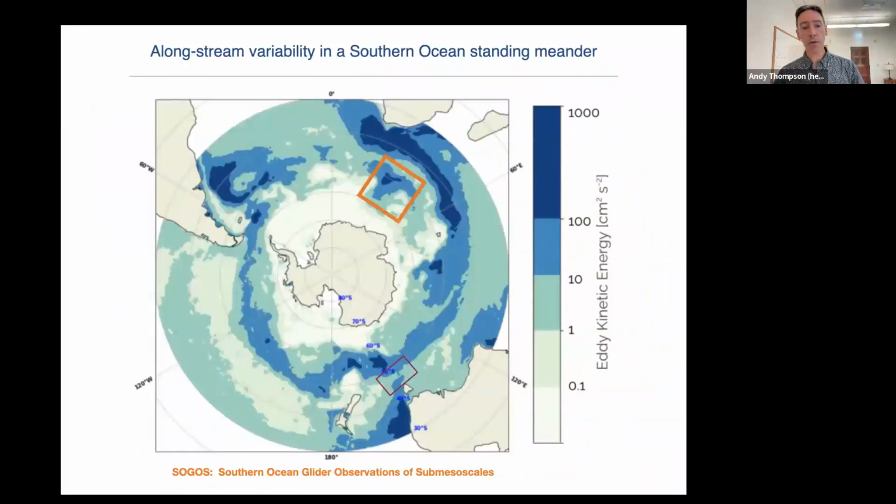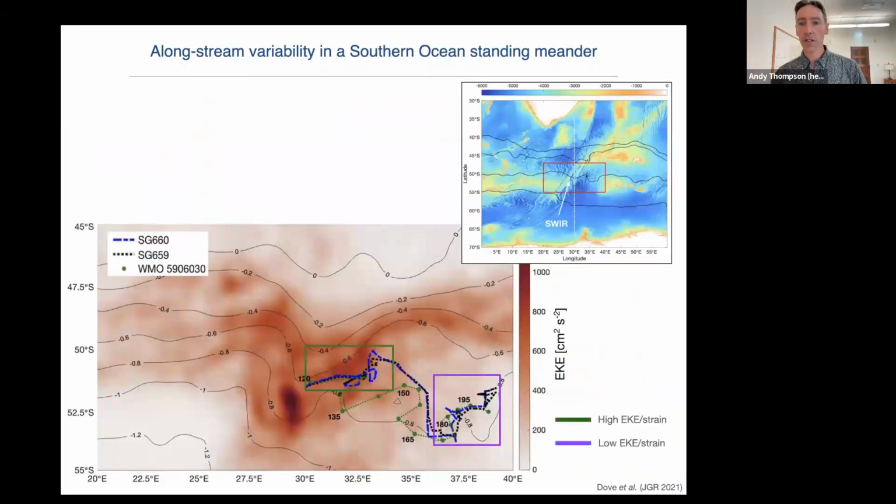Okay, so the first thing I want to focus on is this high eddy kinetic energy region. I'm going to talk about a field program called SOGO, Southern Ocean Glider Observations of Submesoscales, that was focused on subduction in these high eddy kinetic energy regions. So the region we targeted here was an area called the Southwest Indian Ridge. You can see the bathymetry on the upper right.